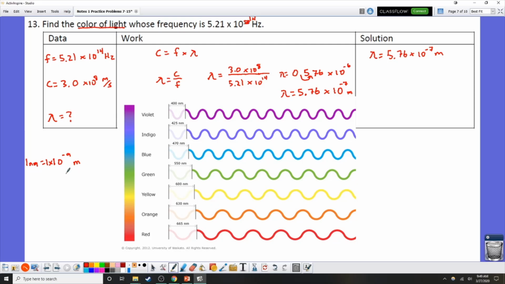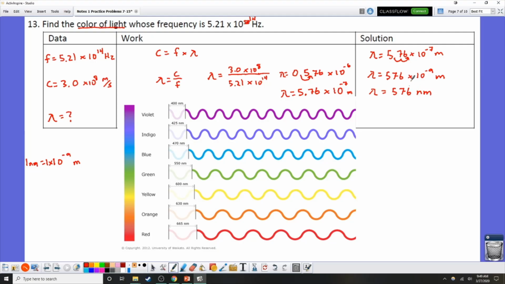Okay, so we're getting a little bit closer by changing our meters to nanometers, but what we need to do here is change this so it's 10 to the -9th. In order to do that, we need to move the decimal over 2 more times. So the wavelength, if we move this decimal over 2 more times, it'll be right there. It's 576 times 10 to the -9th meters, or another way we could say this is 576 nanometers.